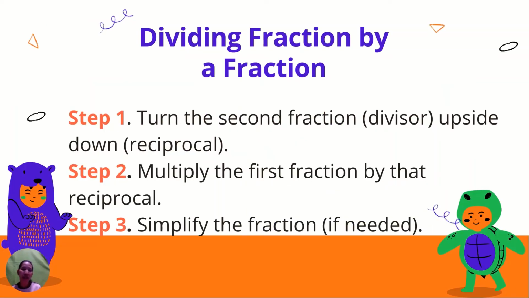Okay, sabi dito, dividing fraction by a fraction. Uunahin natin. Step by step tayo. Step number 1, turn the second fraction or the divisor upside down, or simply get the reciprocal. Number 2, multiply the first fraction by that reciprocal. And number 3, simplify the fraction if needed.